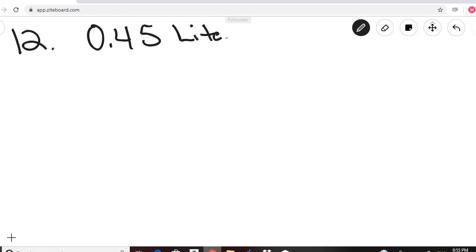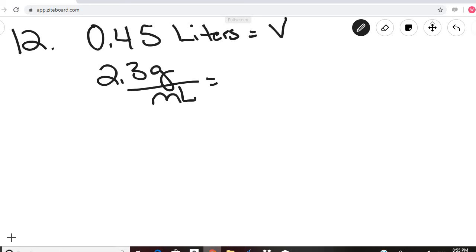Okay, then the last one is number 12, also a density problem. What is the mass of a silicon block that has a volume of 0.45 liters? Okay, so the volume, 0.45 liters, is equal to the volume. We want to know what is its mass. And in the previous problem, we were given the density. So the density was 2.3 grams over milliliters.